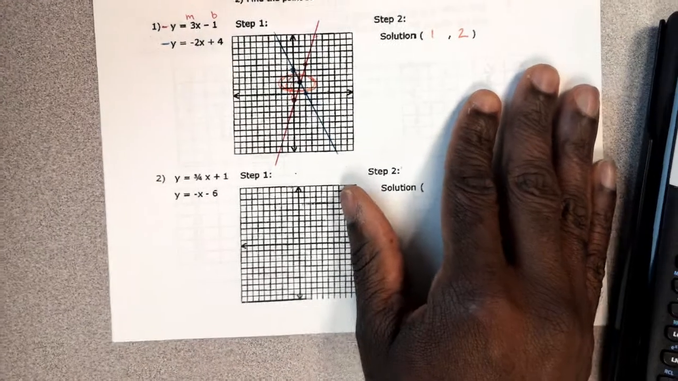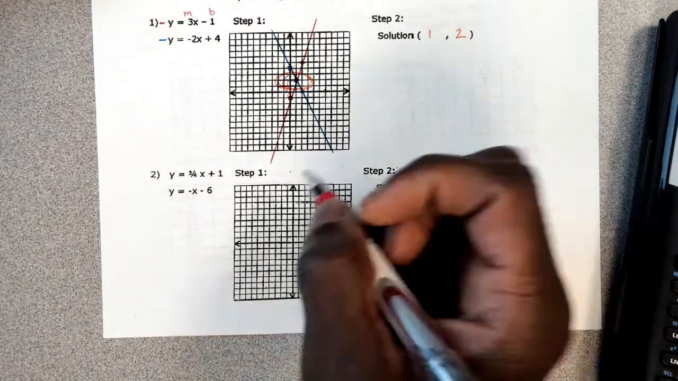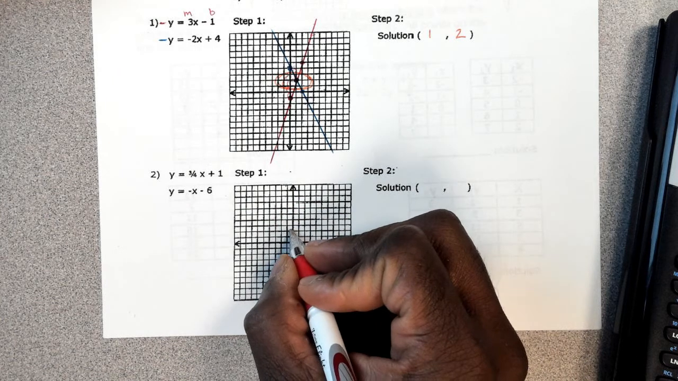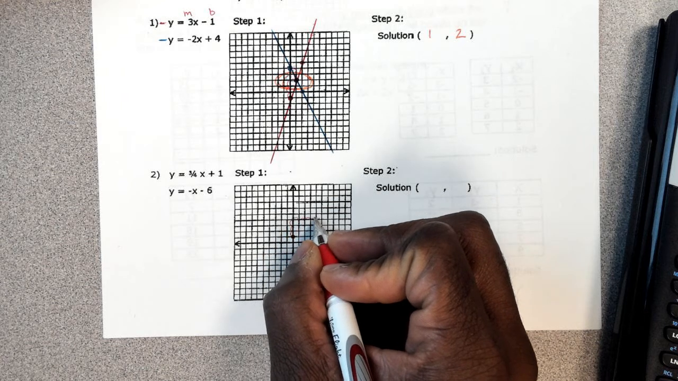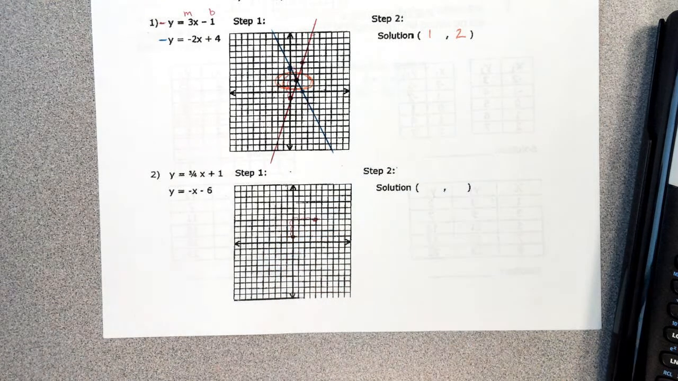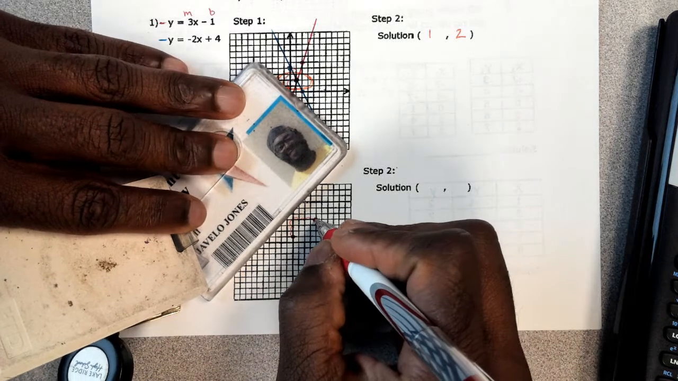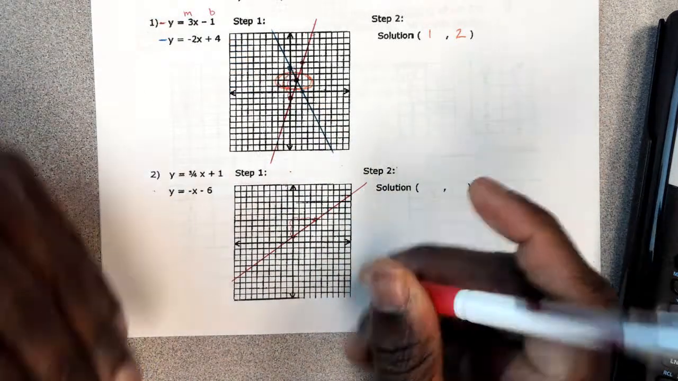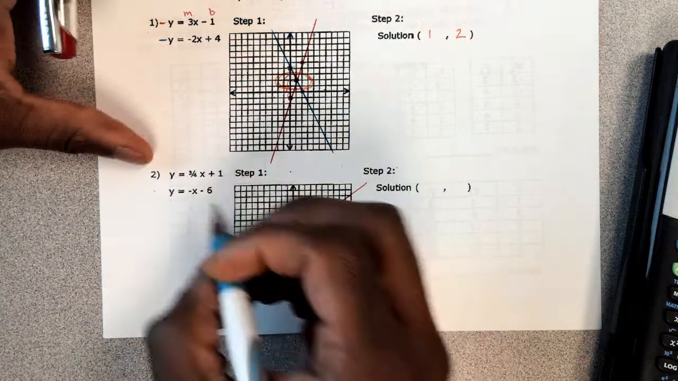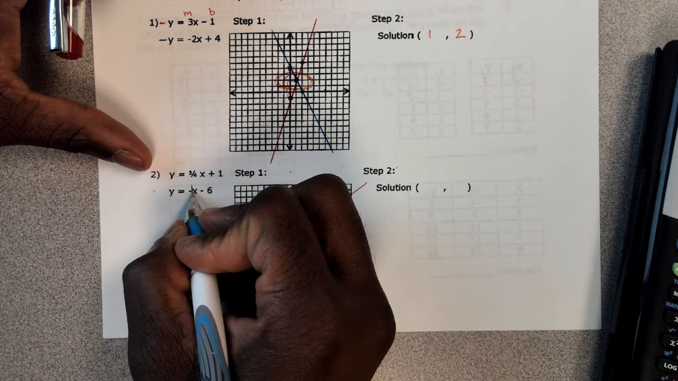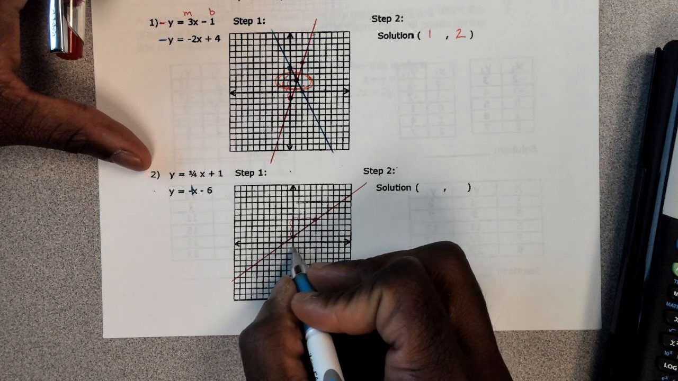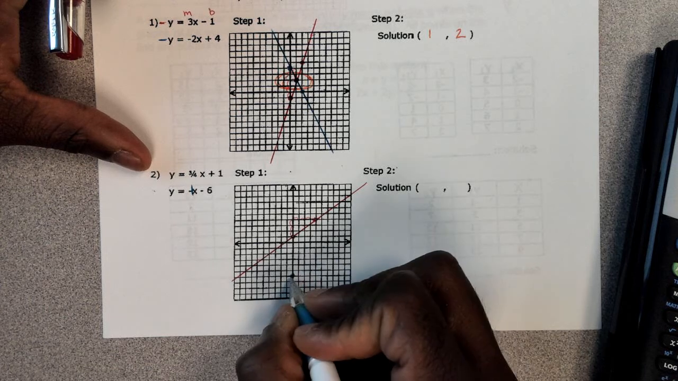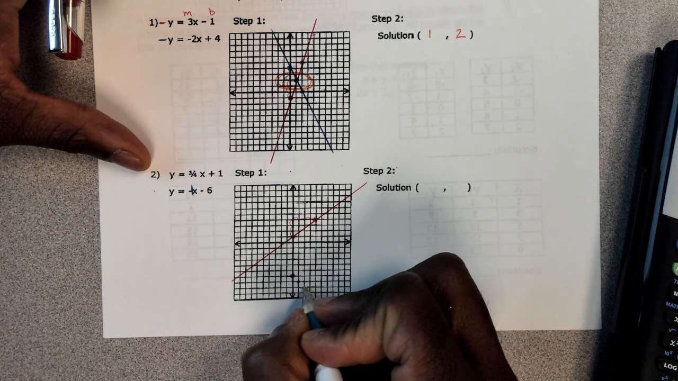So, next example. Start at 1. Go up 3 over 4. And connect those. And then the other line, now remember there is a 1 in front of this x here. Start at -6. 1, 2, 3, 4, 5, 6. Go down 1 over 1, down 1 over 1, down 1 over 1.